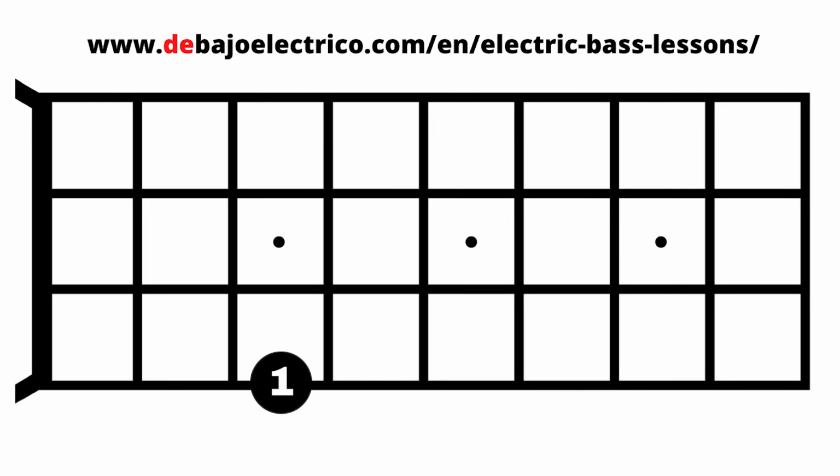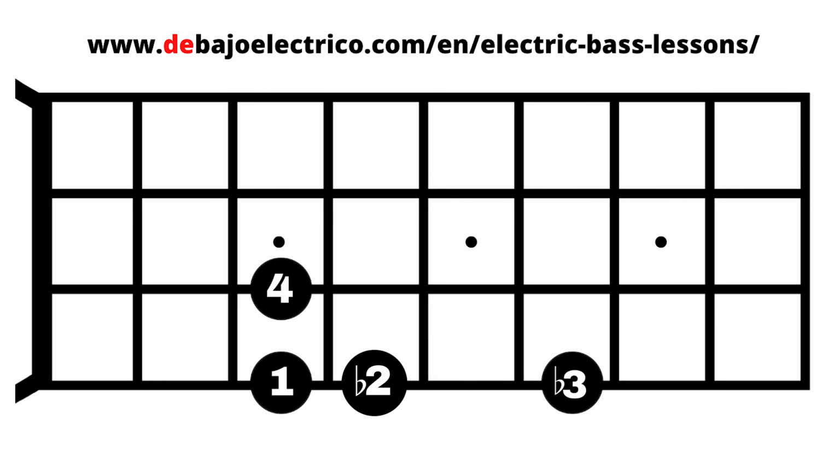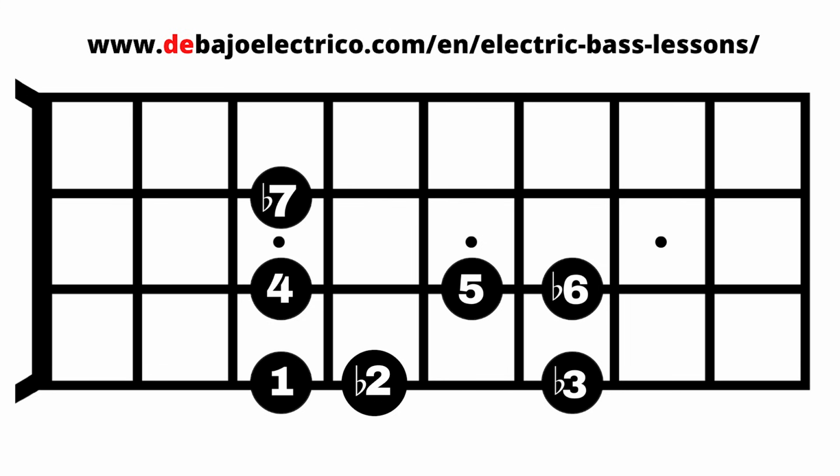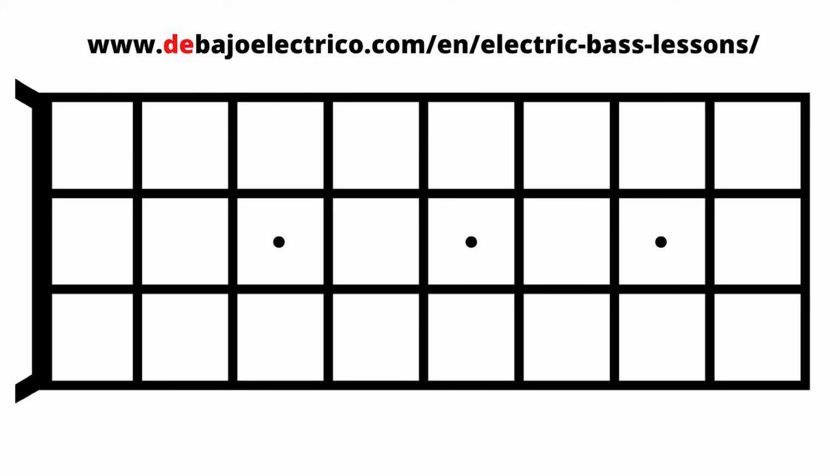The Phrygian mode is a minor scale that is formed by the tonic, a minor 2nd, a minor 3rd, a perfect 4th, a perfect 5th, a minor 6th, and a minor 7th, one tone away from the octave. Now let's play the Phrygian scale one more time.